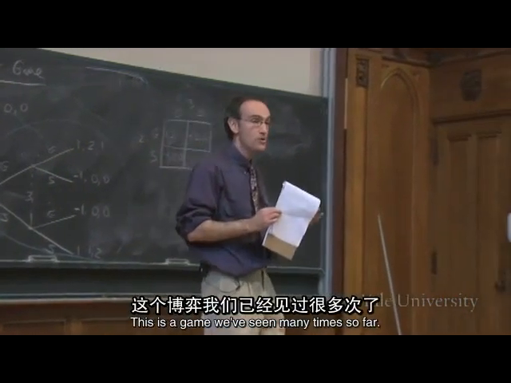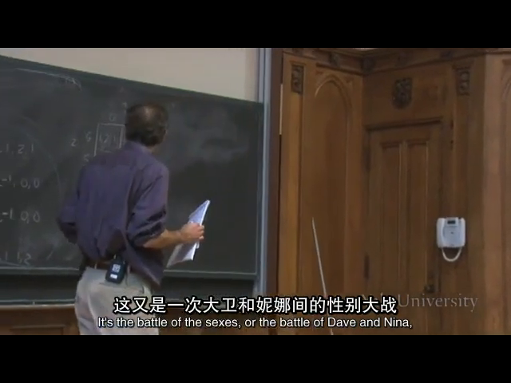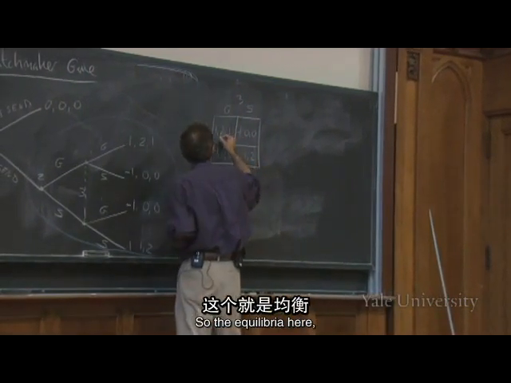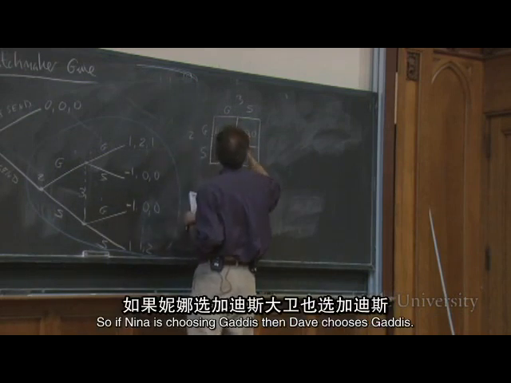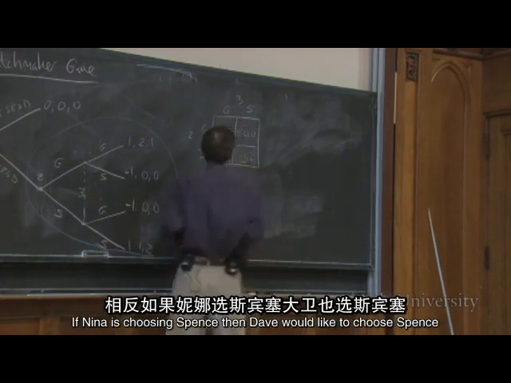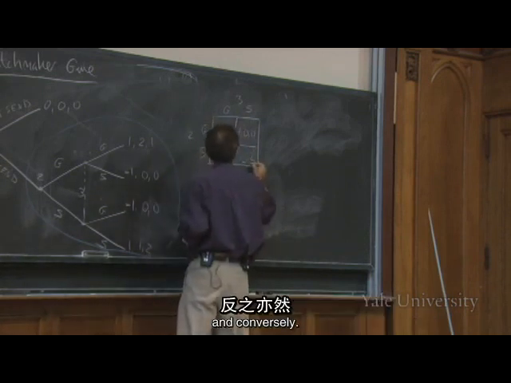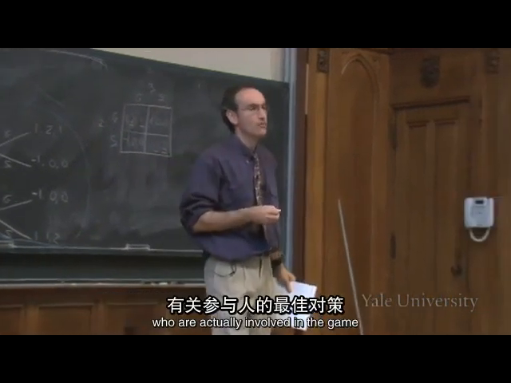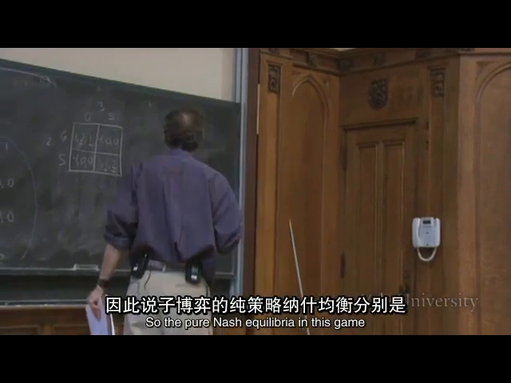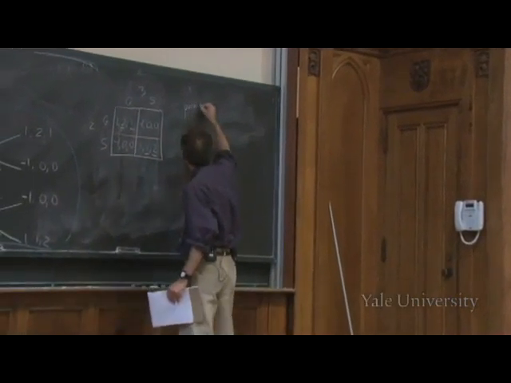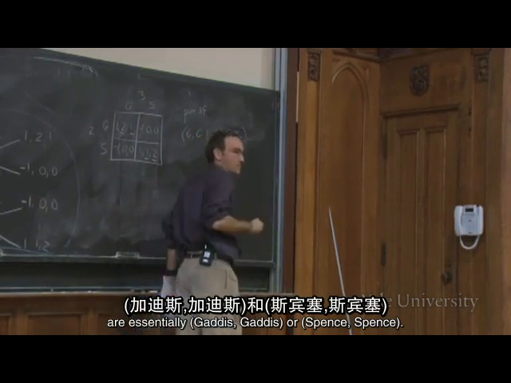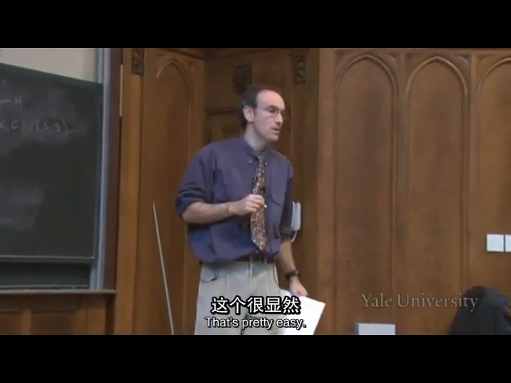This is a game we've seen many times so far. It's the battle of the sexes, or the battle of Dave and Nina, and in this game, we already know what the equilibria are. Let me just underline best responses. If Nina is choosing Gaddis, then Dave chooses Gaddis. If Nina is choosing Spence, then Dave would like to choose Spence, and conversely. I just underlined the best responses for the players who are actually involved in the game. I haven't bothered underlining anything for Jake because he isn't a player in this game. Does that make sense? So the pure Nash equilibria in this game are essentially Gaddis, Gaddis, or Spence, Spence. Well, that's pretty easy.